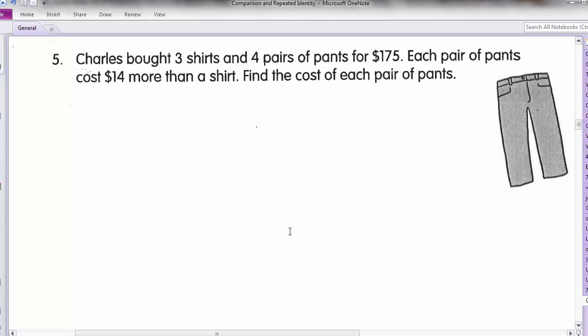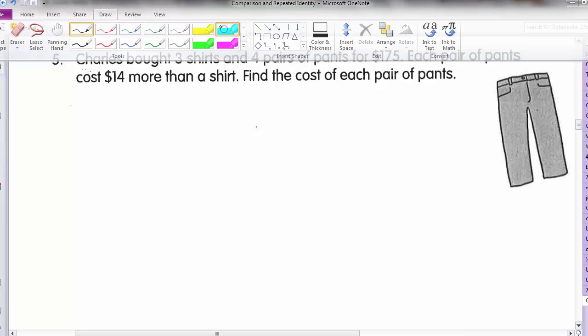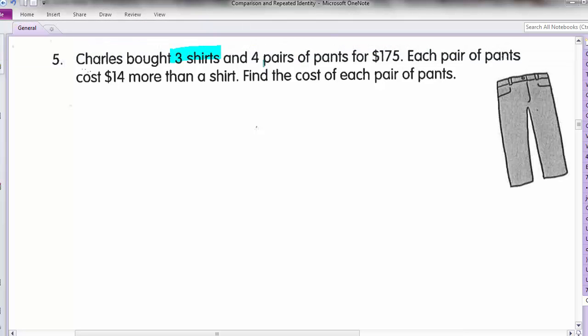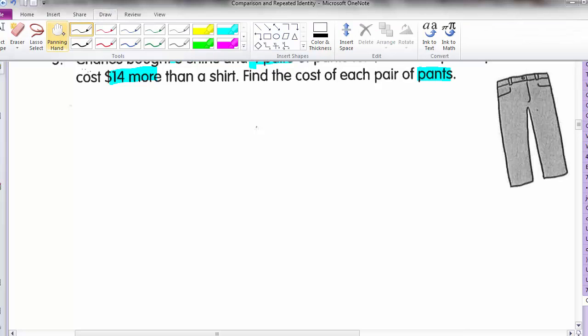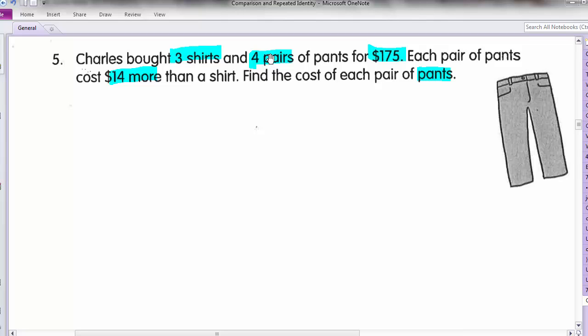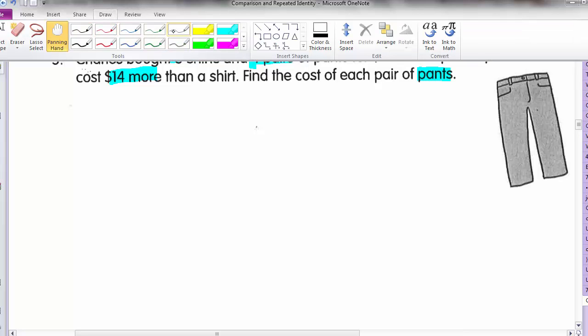Right, question 5. This is on repeated identity already. So 3 shirts, 4 pants, 175 altogether. Each pair of pants costs $14 more than a shirt. I want to find the cost of a pair of pants. So, like I always mention, don't do the first line first. Alright, don't draw the 3 shirts and 4 pants. Don't do that first. Find out the relationship between a pair of pants and a shirt. Find out one first.